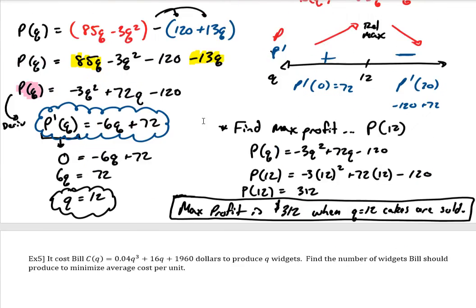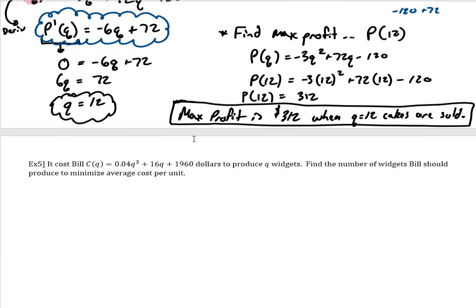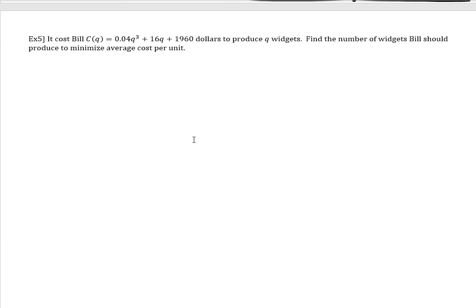Let's go ahead and do our other example in this video of a business type problem. And still, most of the time, it's using these in some way. Let's break this down. All right, so in this example, it says it costs Bill C of Q equals this function, dollars to produce Q widgets. So they love using widgets in economics, so I'm just using it too. So Q widgets. Find the number of widgets Bill should produce to minimize average cost per unit.